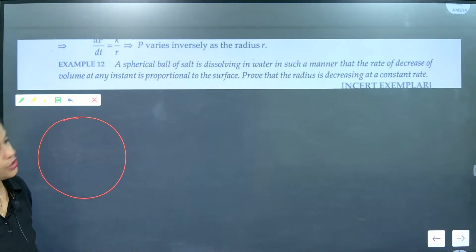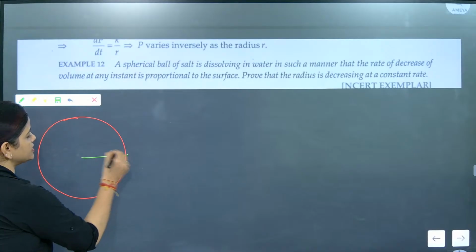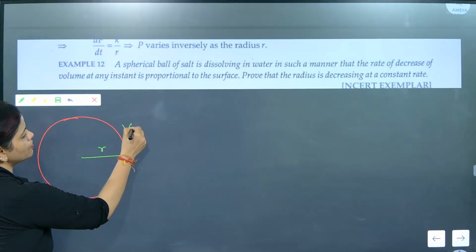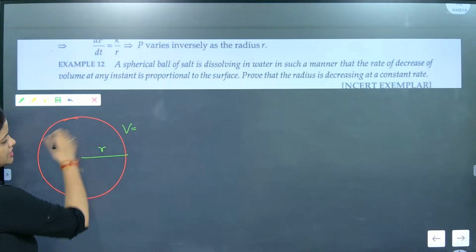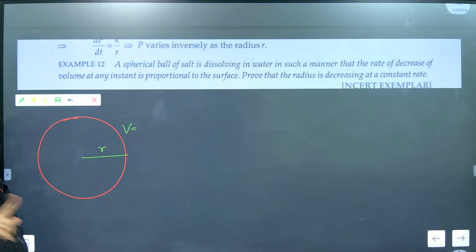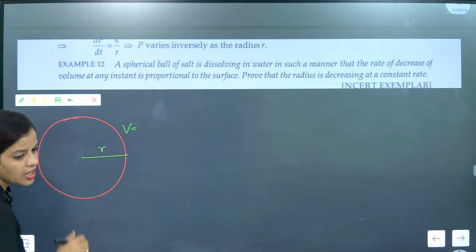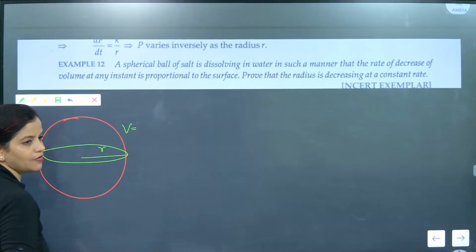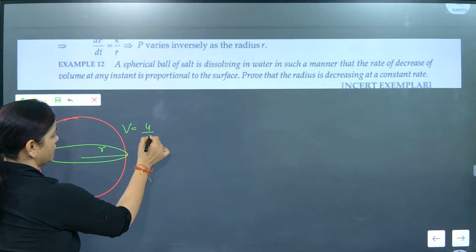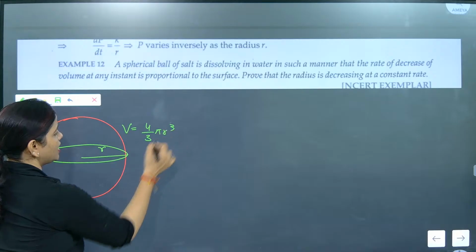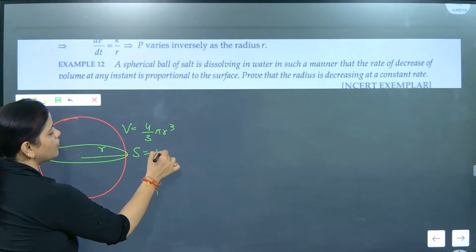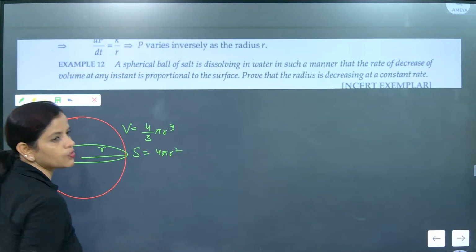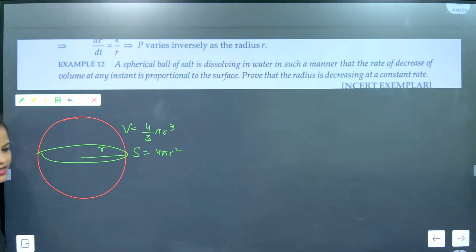So what is the volume? We will take the radius as r. So the volume of the salt, which is exactly in the shape of a sphere. It is in the shape of what, beta? It is in the shape of a sphere. Now it is dissolving. So volume will become what? 4 by 3 pi r cube. And surface area will be what, beta? 4 pi r square. This is the surface area and this will become the volume.